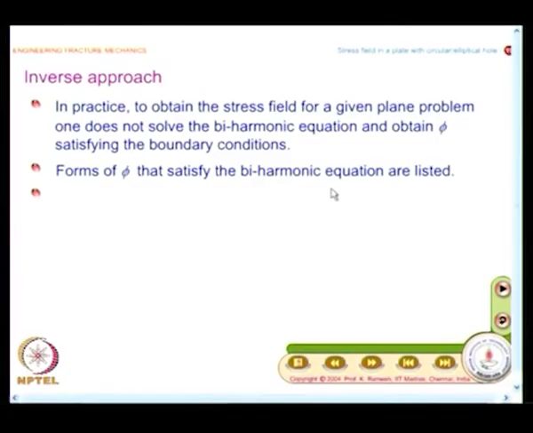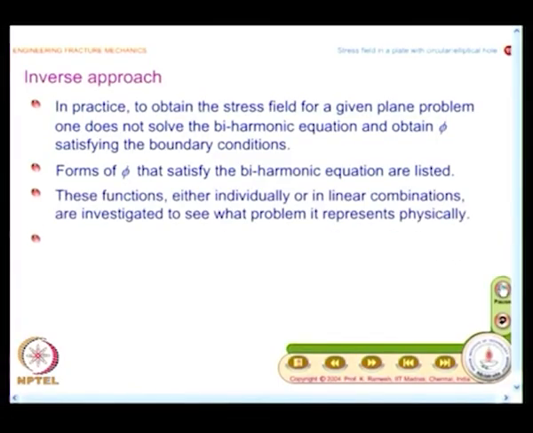Ideally, what I should do, for a given problem, is specify the boundary condition, you know the governing differential equation, solve it and get phi. We do not do that. We look at what forms of phi are permissible so that they satisfy the biharmonic equation. Either the functions individually or in linear combinations are investigated to see what problem they represent physically. So, you are actually adopting an inverse approach. You are not solving the problem upfront. What you are actually doing is, this is the biharmonic equation, we look at what functions of phi are valid candidates to satisfy it, then we see which physical problem this stress function represents.